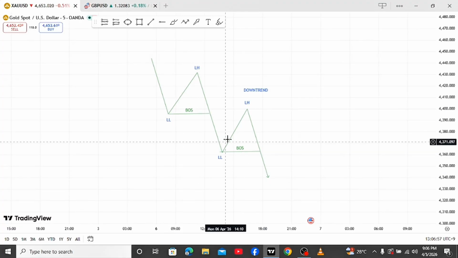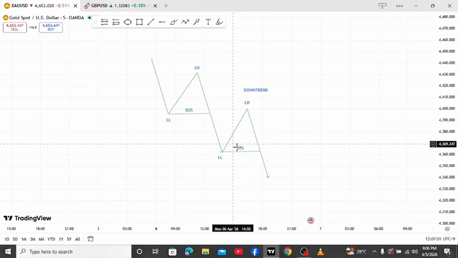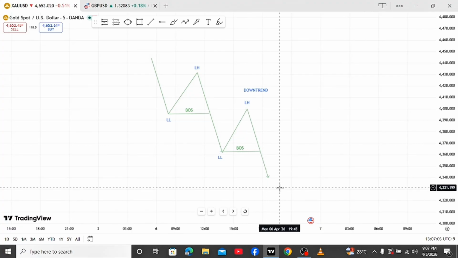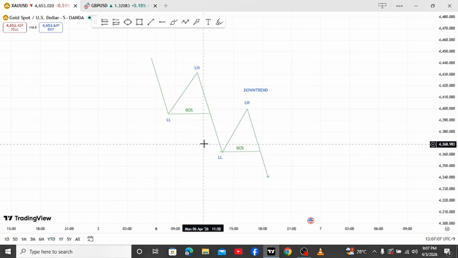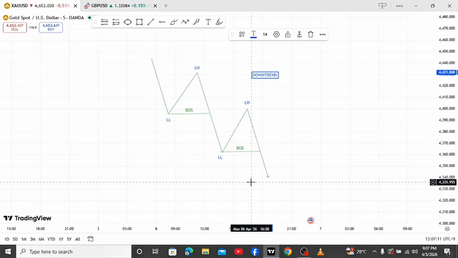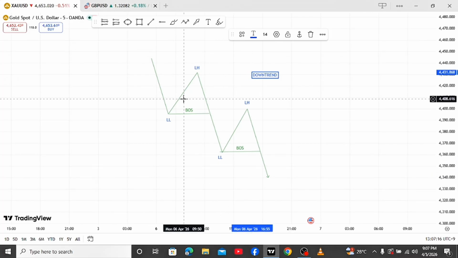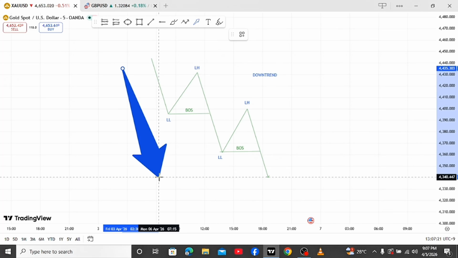Same thing again, it moved up and broke this lower low. That's why we have this break of structure here and it moved lower. So this is a downtrend, or you could say a bearish market. The market is going down, and what we should look out for is sells. All we should be thinking is sell, like I've always told you before.